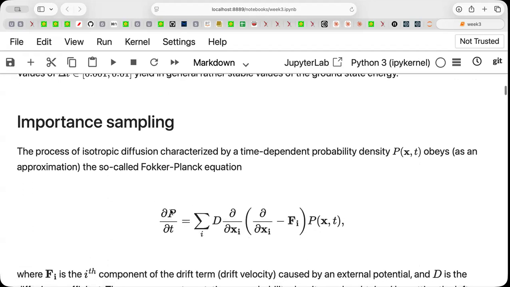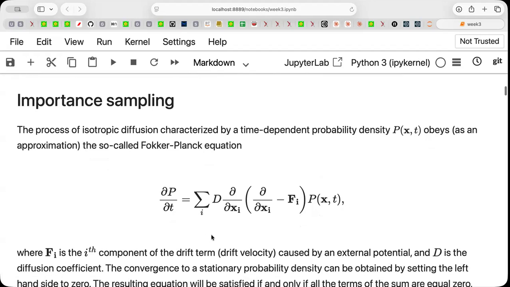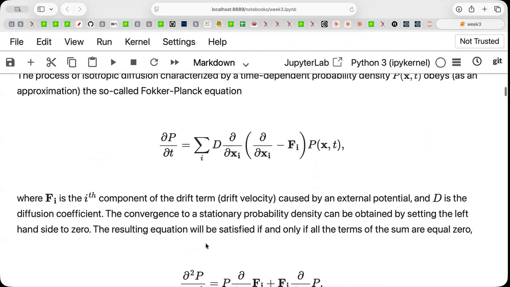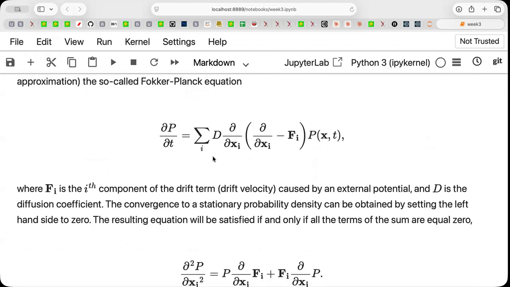So the importance sampling, you can think of this in classical terms. If we now split this in terms of various components of this force F, you would typically have a sum over the different components of the velocity. This ith term is just a component of the drift term, which can be caused by some external potential, and d is this diffusion coefficient or constant. So this is the equation we want to simulate.